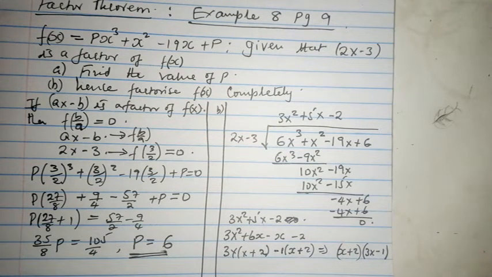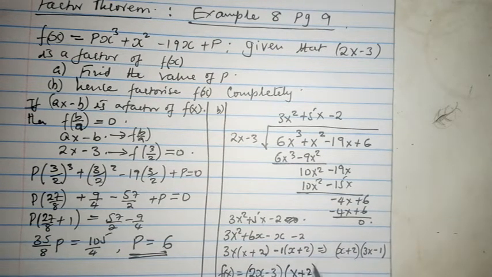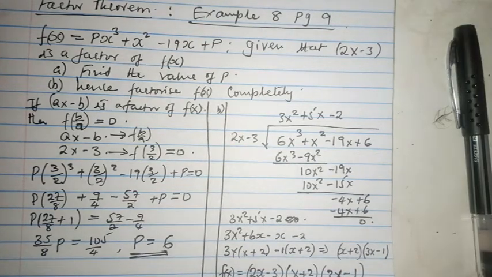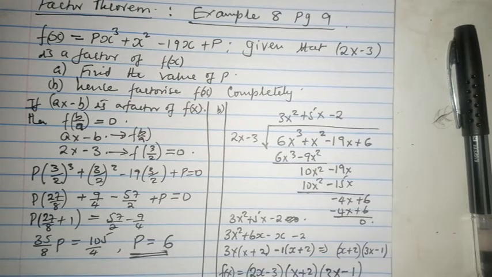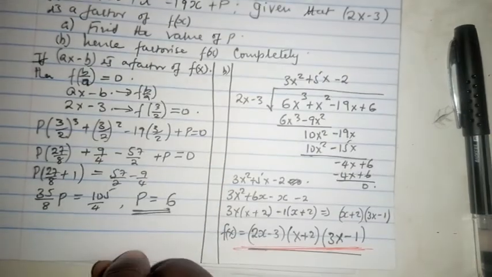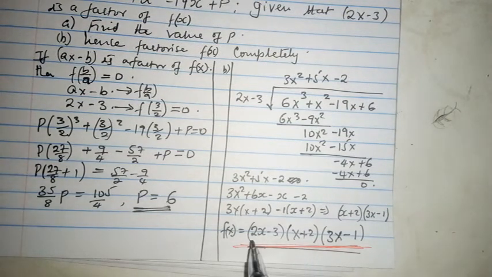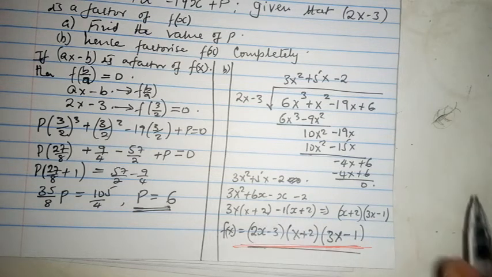Because we are told to factorize fully, f(x) becomes the divisor, 2x minus 3, multiplied by (x plus 2) multiplied by (3x minus 1). And yes, we have managed to give 3 linear expressions, and this is what was expected of us. We have been able to factorize fully, and this is our final answer.